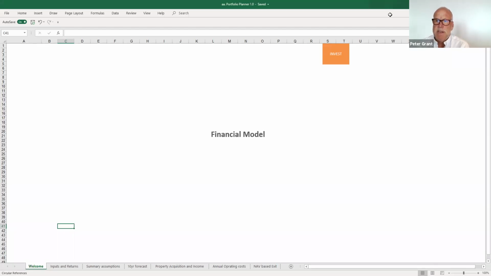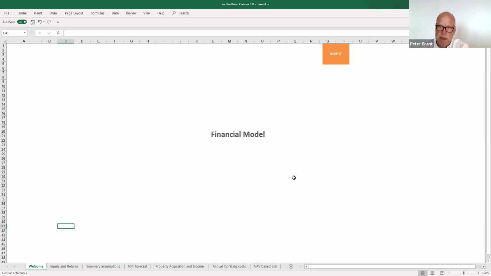Hi, I'm Peter Grant, and I'm going to spend the next few minutes explaining our financial model. I'm very happy to share the financial model with you, but this is just a short video to explain a bit how it works and also what the key drivers are, the things that make a big difference to the way you run your portfolio.